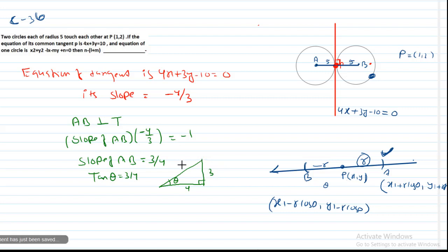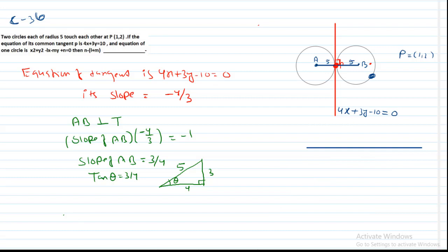Okay, automatically this is 5. By using this right triangle, I can find sin theta, cos theta. So now I want to find the coordinates of B. For that I want to draw a separate diagram. Observe here, students, P has coordinates (1, 2). We want to find the coordinates of B, which is 5 units from that.